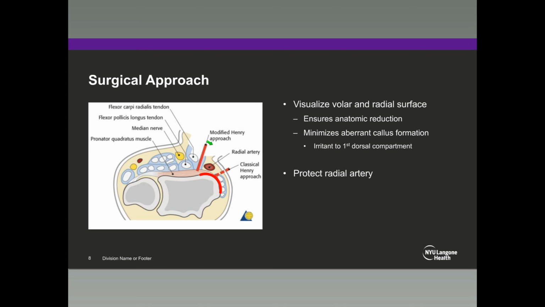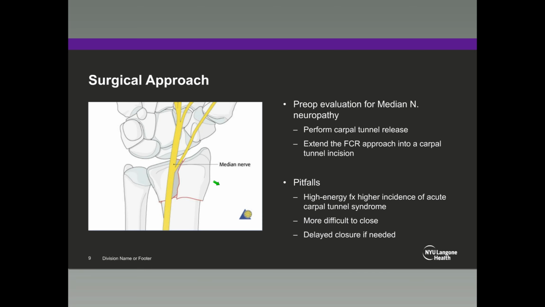Now, specifically, as I'm making my incision and my approach, and I'm incising the pronator quadratus, I do dissect radially, a subperiosteal dissection along the radial styloid. Obviously, I'm being very careful here to protect my radial artery, but looking at a fracture fragment on two planes allows for better anatomic reduction. It can be very easy to be deceived here and think that you're reduced on just the volar surface, and you can be off rotationally. And this is the area right here where my arrow is pointing, where if you are not anatomically reduced and callus starts to form, it can irritate that first dorsal compartment.